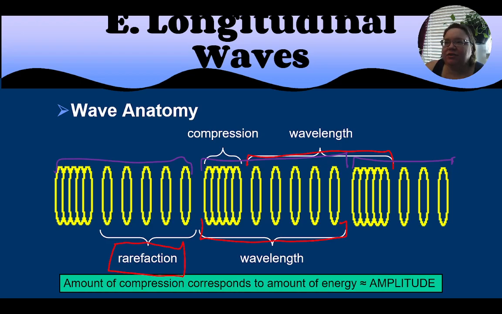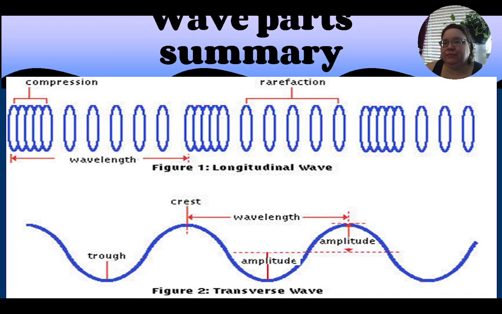Now, in a longitudinal wave, the number of compressions is going to correspond to your energy. The more compression zones that you have in a single longitudinal wave, the more energy it has. So when we are having more compressions in a smaller space, we're going to have a higher amplitude.